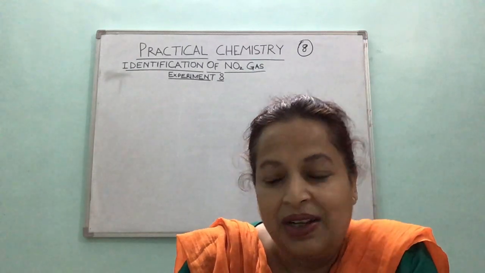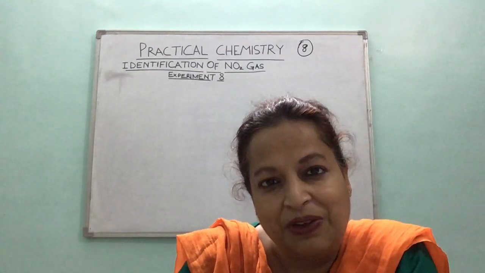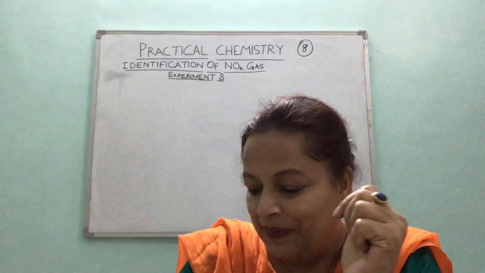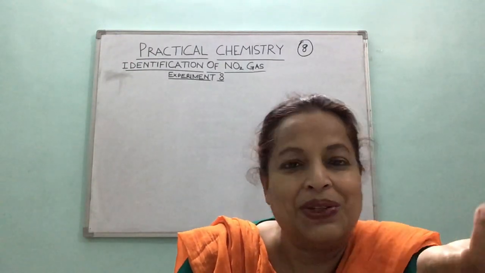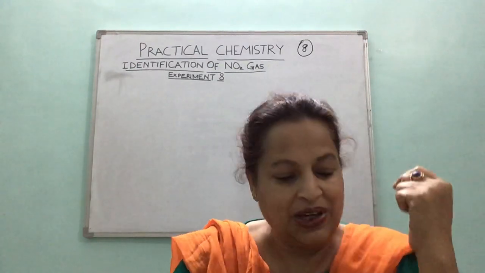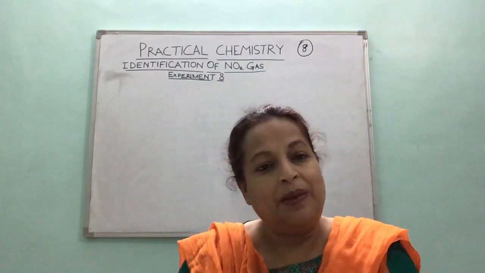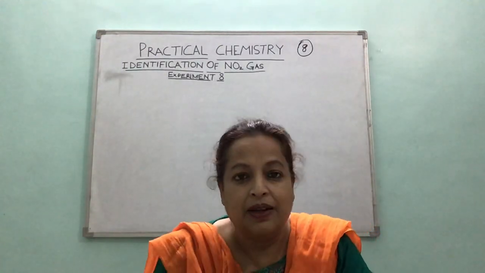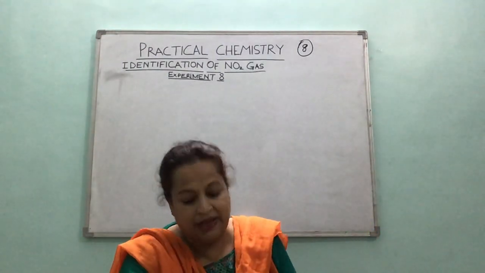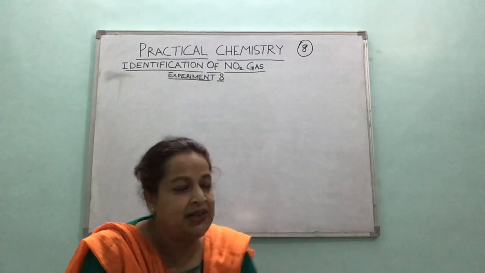But we have NO2 by action of heat on lead nitrate, right? So it's a confirmatory test and its color is reddish brown. So all this you have to remember. So let's see how to write it. Now the aim is already on the board. We'll write in the same format as we have done in the earlier experiments.